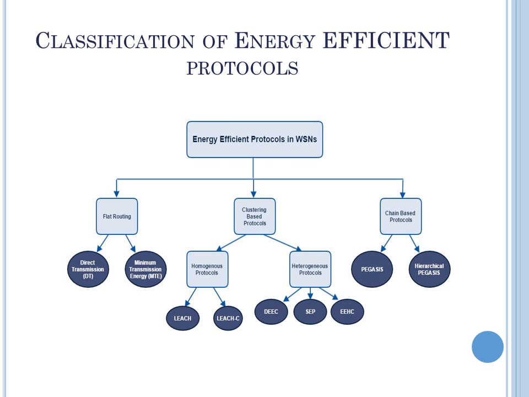In homogeneous protocols, all the sensor nodes have the same initial energy, whereas in heterogeneous there could be multiple levels in which various heterogeneous nodes can be used. Basically, in heterogeneous nodes, the initial energy is way more than the normal nodes.